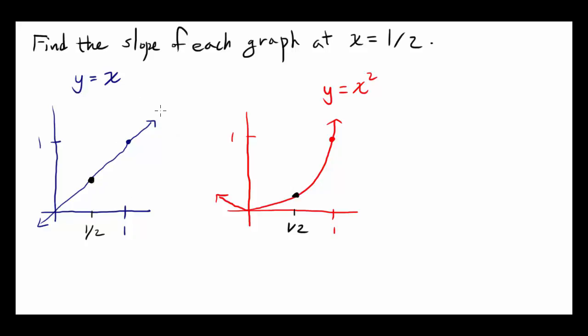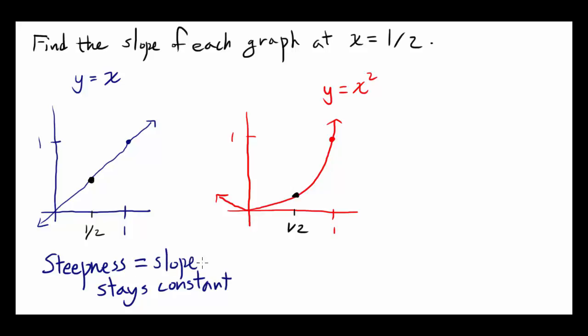Well, it's a line. Y equals x is a line. And for the line, the stiffness of the line stays constant. It's always the same. And since the stiffness and slope are technically the same thing, we can think about the slope of a line as being the constant. It's always the same. And what's the slope of the line?